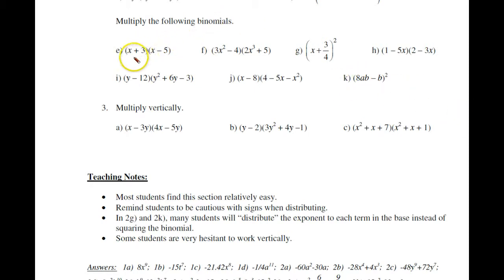So, this is a binomial times a binomial. The rule is you take the first term of the first binomial and multiply it by this. Then take the second term of the first binomial and multiply it by that.